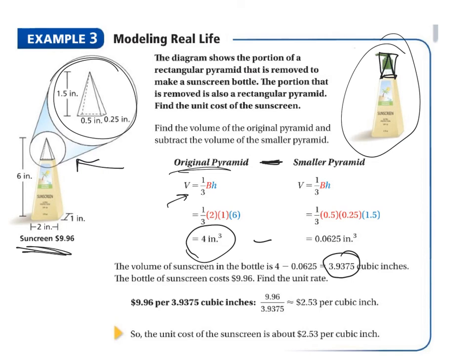But then it wants to know the unit rate. Well, it tells us that the sunscreen's 996, so you just take 996 and divide it by the total number, which is actually right here, this amount of actual space for sunscreen lotion. And you come up with approximately $2.53. Okay, so there you go. I just wanted to throw that one in there.